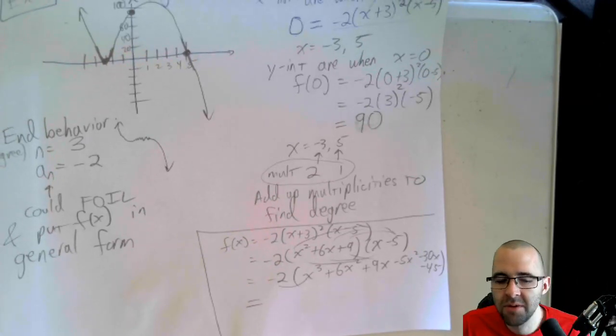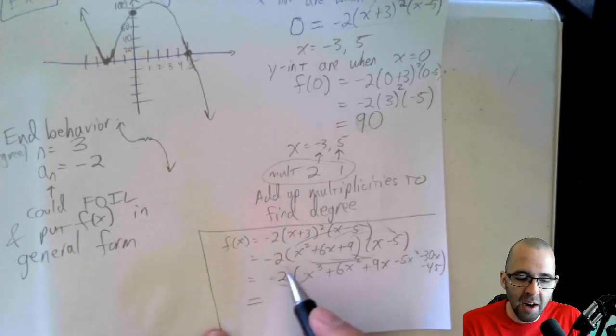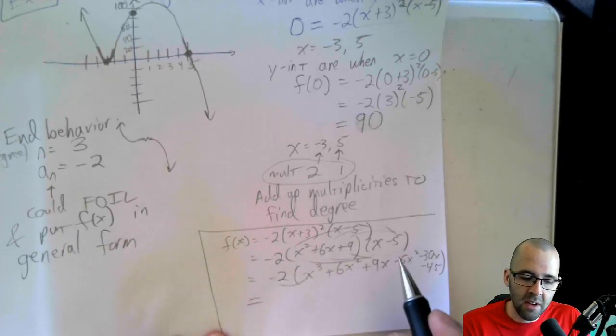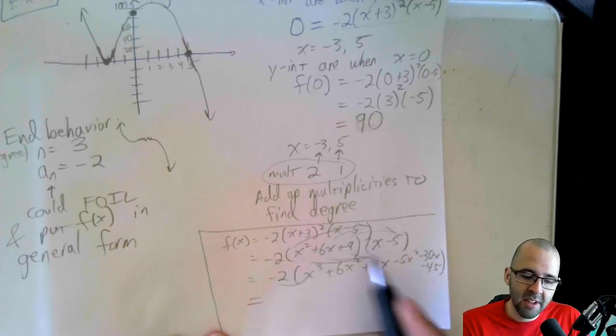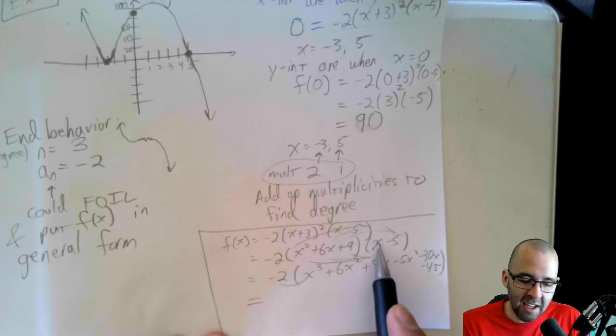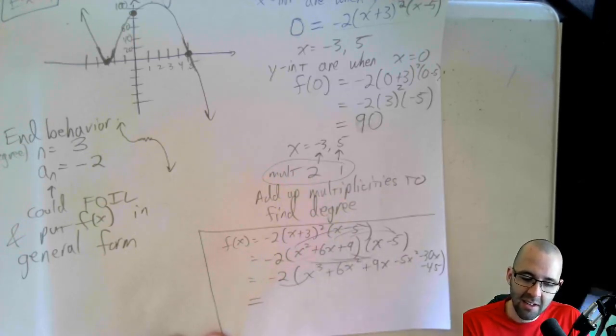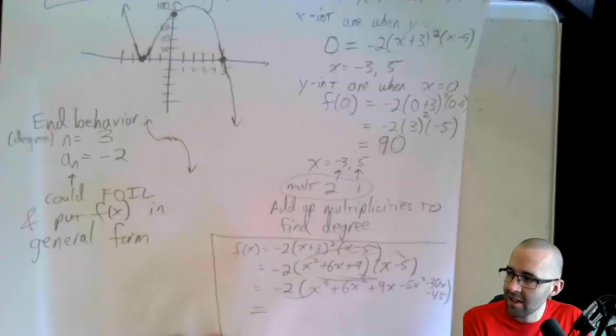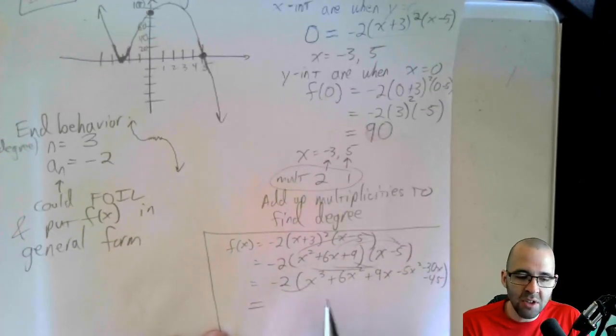If you want to put it in general form, Lexi, then yeah, you multiply it out. You FOIL first, and then, this is not even foiling, it's like triple foiling or something like that. Multiplying everything in here by everything in here. And then you'd have to distribute that -2 and collect like terms. That's only if you want to put it in general form.